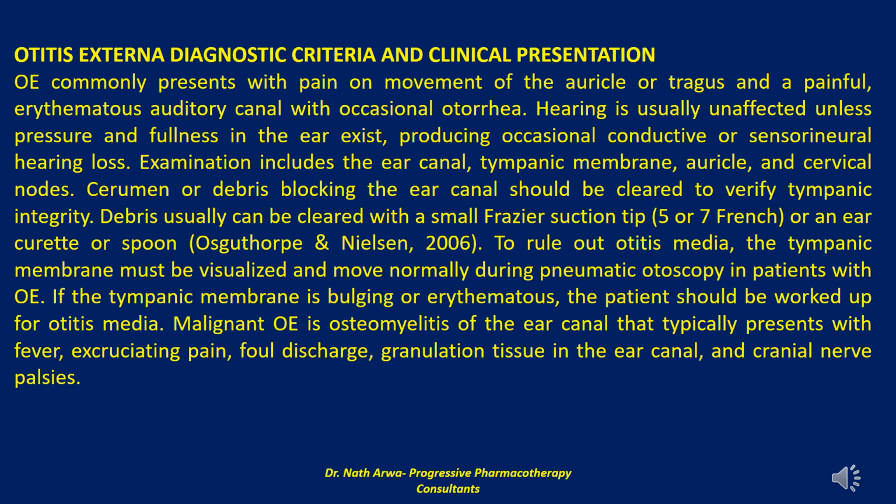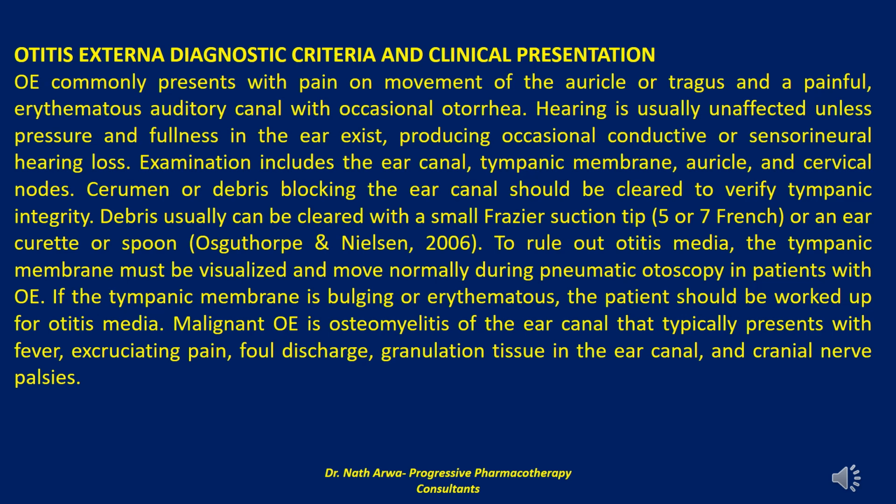Otitis externa commonly presents with pain on movement of the auricle or tragus and a painful, erythematous auditory canal with occasional otorrhea. Hearing is usually unaffected unless pressure and fullness in the ear exist, producing occasional conductive or sensorineural hearing loss. Examination includes the ear canal, tympanic membrane, auricle, and cervical nodes. Cerumen or debris blocking the ear canal should be cleared to verify tympanic integrity.